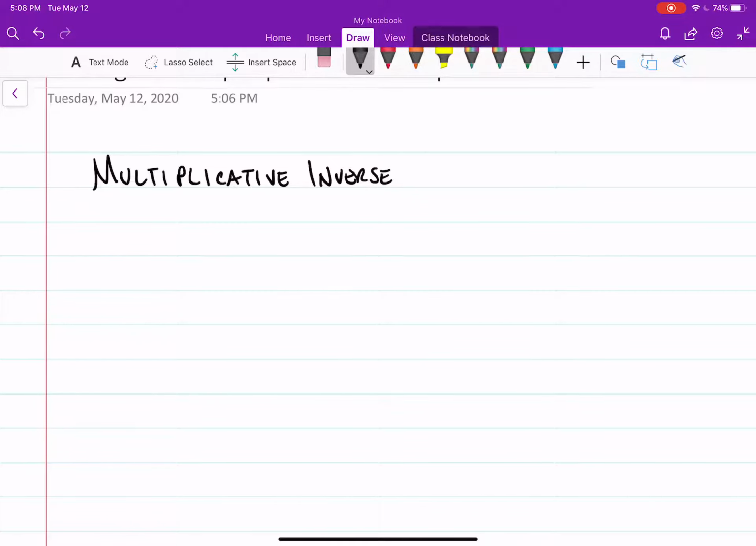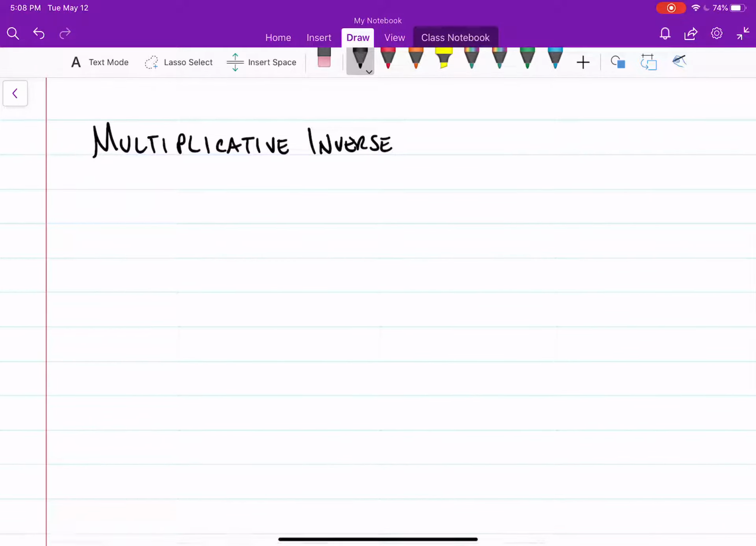Okay, so in other words, if I had, let's say, 2 times what would give me 1 again, okay? So this is typically a little bit tougher, okay? So if you notice, it's going to be 1/2, okay? So essentially, you can think of it this way. I took the 2 and made it a fraction as 2 over 1, and I flipped it.